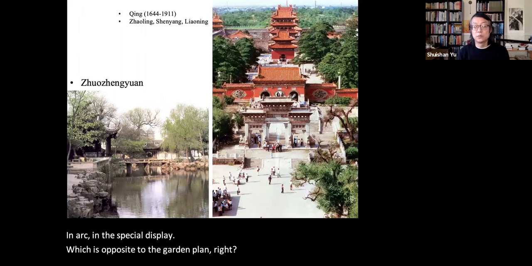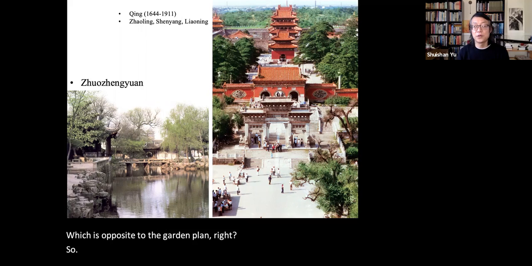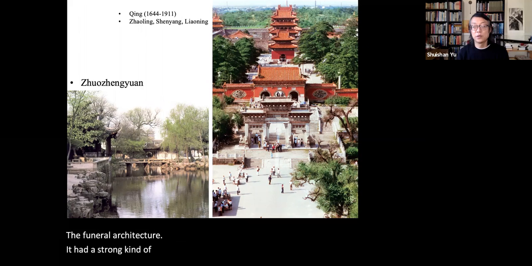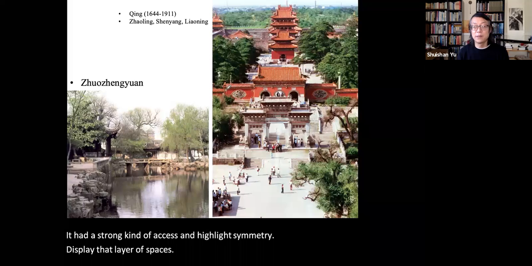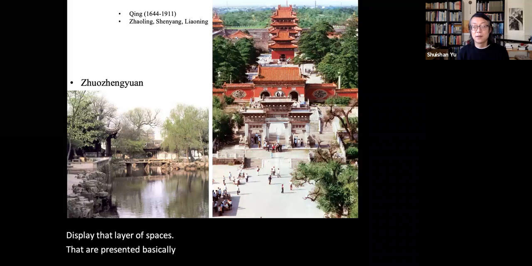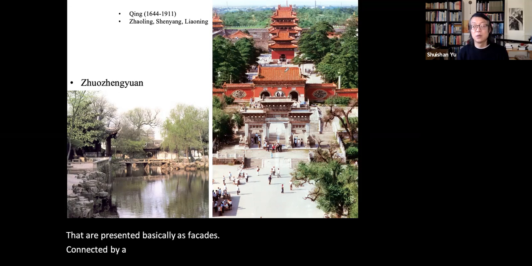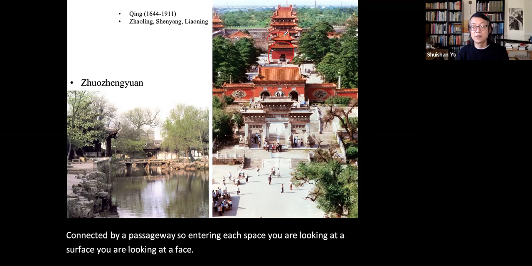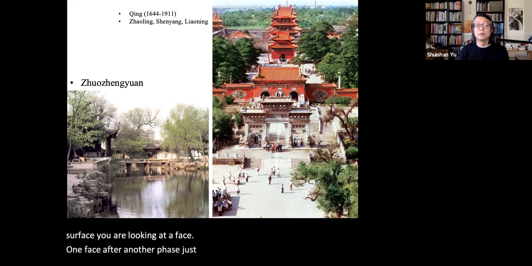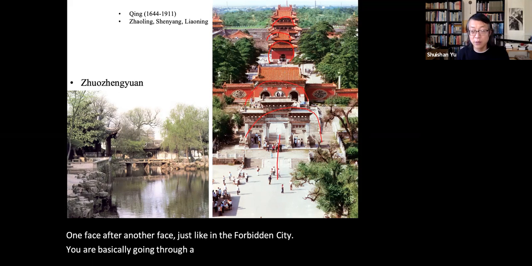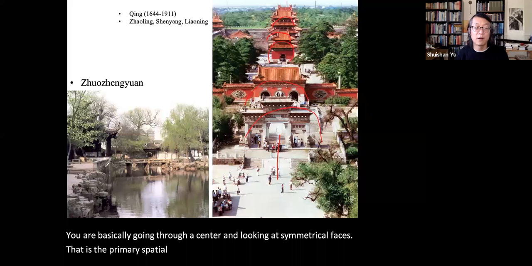So funerary architecture has a strong axis and highlights symmetry. It displays layers of spaces that are presented basically as facades connected by a passageway. Entering each space, you are looking at a surface, one face after another face, just like in the Forbidden City. You are basically going through a center and looking at symmetrical faces. That is the primary spatial experience, which is very different from the garden.